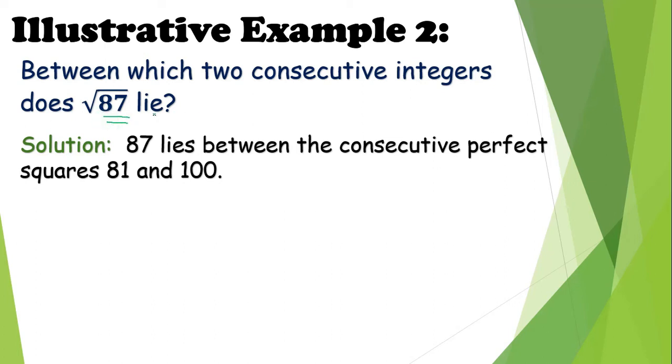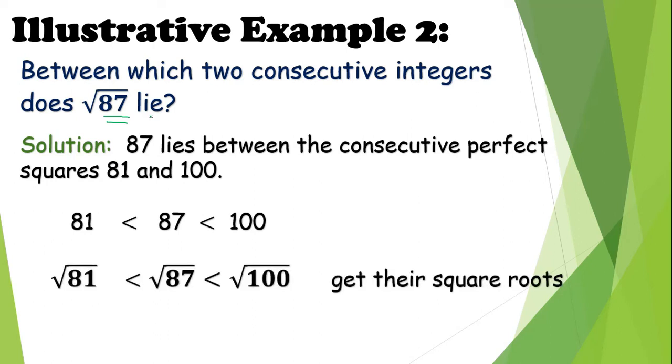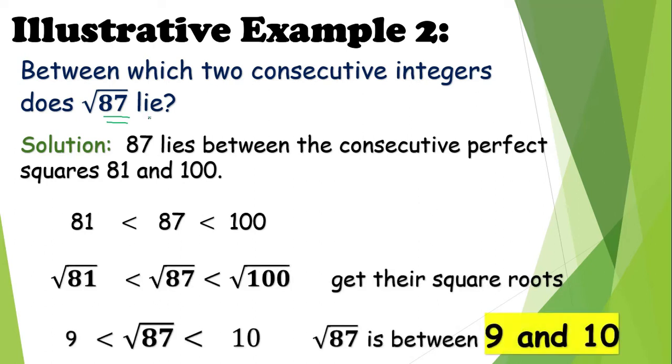So 81 is less than 87. And 87 is less than 100. So get their square roots. We have 9 less than square root of 87. And then square root of 87 is less than 10. That's why square root of 87 is between 9 and 10.